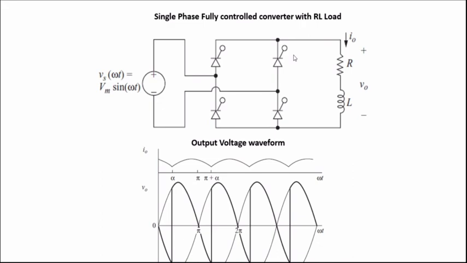At pi radians, since the load current will be continuing to flow through the load because of the inductance, the thyristors S1 and S2 will not stop conducting. They will continue to conduct till pi plus alpha angle. At pi plus alpha angle, when the thyristors S3 and S4 are triggered, they will start conducting, and so the thyristors S1 and S2 will stop conducting. So when the thyristors are triggered in this fashion, we will get the output voltage waveform like this.